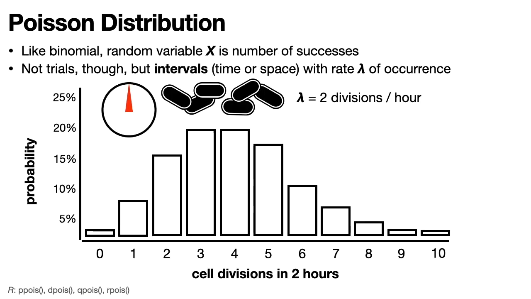Let's consider another scenario. How about if we are observing a biological event that occurs over a time period? The Poisson distribution is like the binomial distribution in that it's discretely describing the number of successes, but instead of over a set number of trials, it's over a given interval. For example, how many cell divisions occur over the course of an hour? The events occur randomly, and the Poisson distribution assumes a set constant rate of occurrence, lambda. Here, lambda is 2 divisions per hour, and we see that our probability is mostly centered around getting 3 or 4 cell divisions over the course of 2 hours.